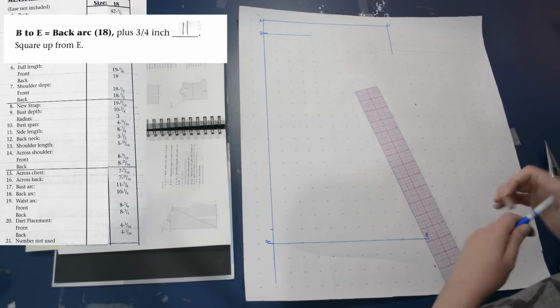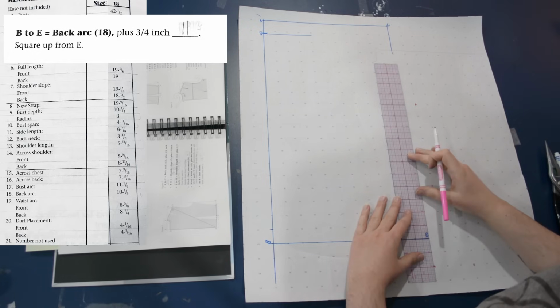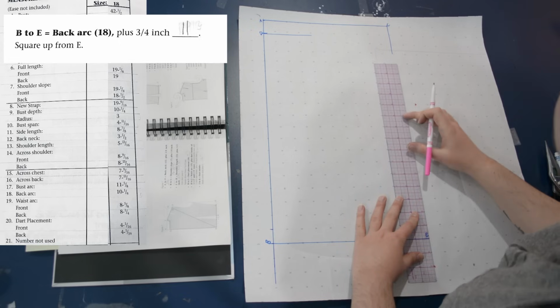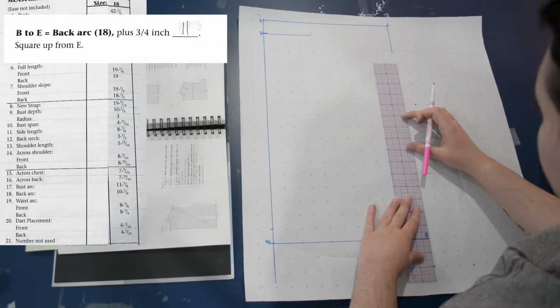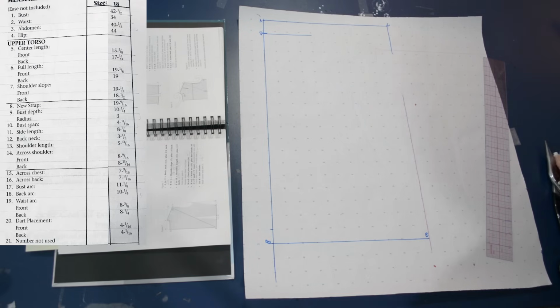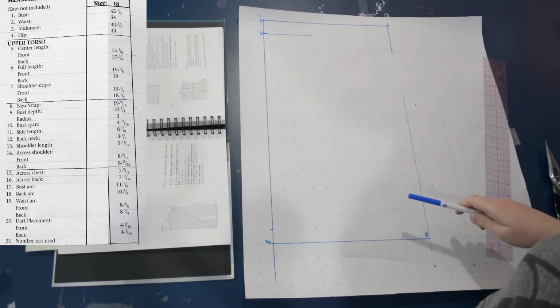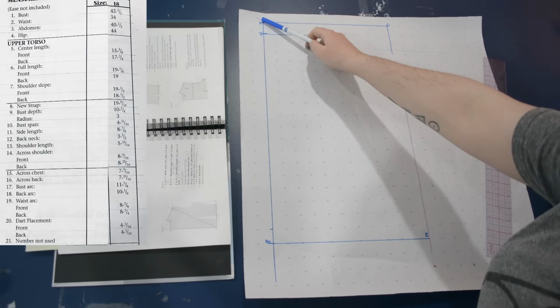It doesn't say how far, so again, we will use pink. Square up from E. Okay, pal. Are we still recording? Yes. Fabulous.